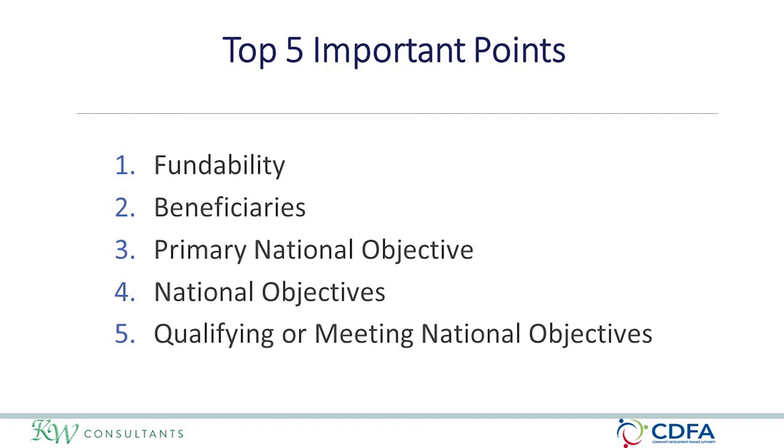The 5 most important points that we've talked about today is the notion of fundability, that the project or activity that you're doing must meet the 2-tiered, 2-part test of meeting a national objective and an eligible activity at both the time of application and award and at the time of completion and monitoring. The second one is the beneficiaries. Who are we serving with our CDBG money, and the difference between a direct and indirect beneficiary and the percentage of LMI that must be served when you're utilizing low to moderate income benefit. The fact that the primary national objective of the CDBG program is low to moderate income benefit, and 70% of the funds must be used on the low to moderate income benefit national objective.